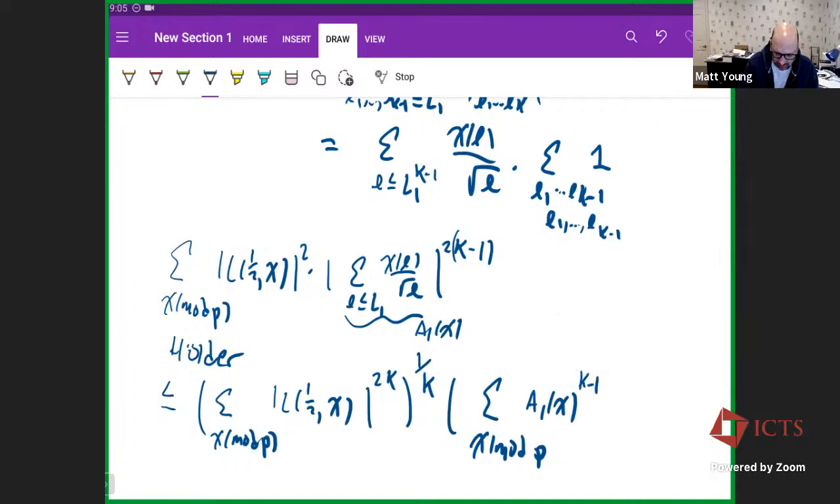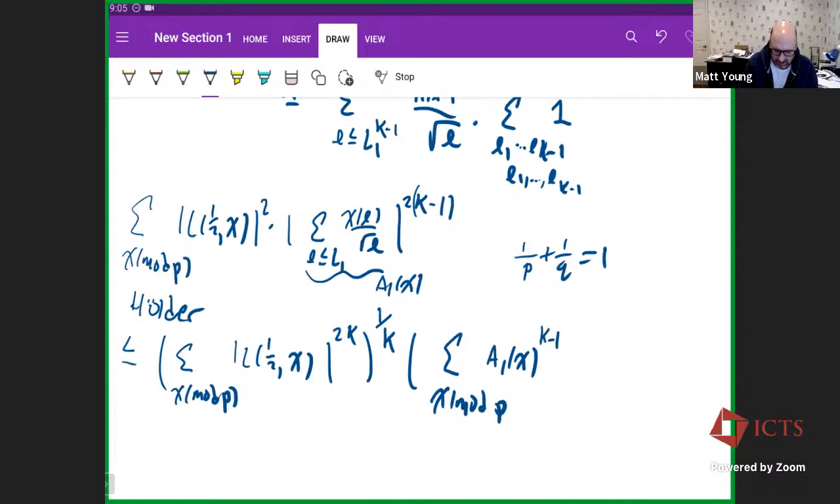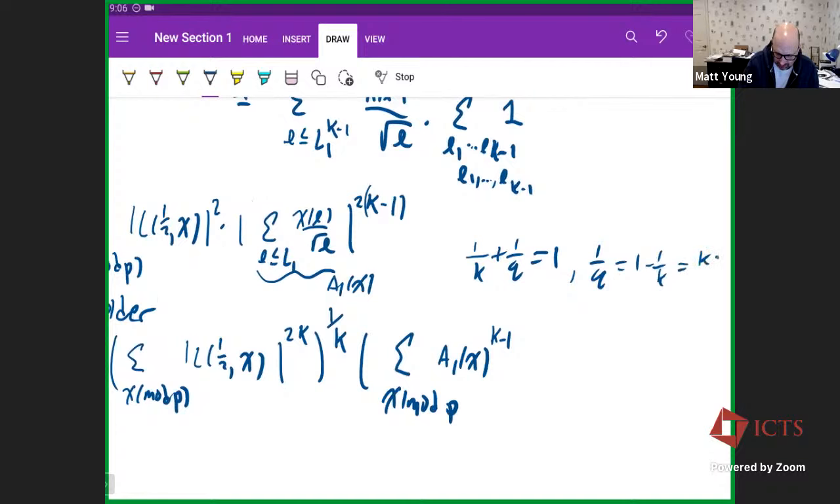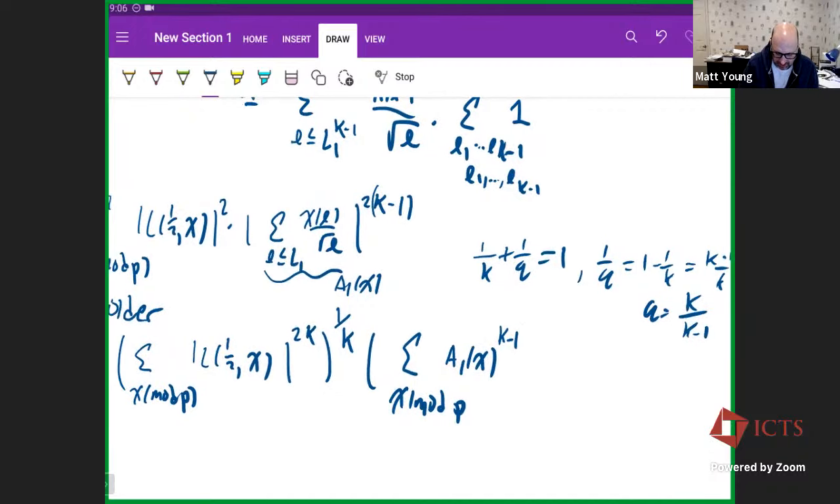Okay, let's see. Right, in Holder's inequality, the sum of the reciprocals of the exponents is 1. So I want one of these to be k. And so that means 1 over q is 1 minus 1 over k. So that's k minus 1 over k. So that means q is k over k minus 1. So I'm going to take this thing. Okay, so I've got my a1 of chi to the k minus 1th power. Then I'm going to raise it to the k over k minus 1. Take that to the k minus 1.